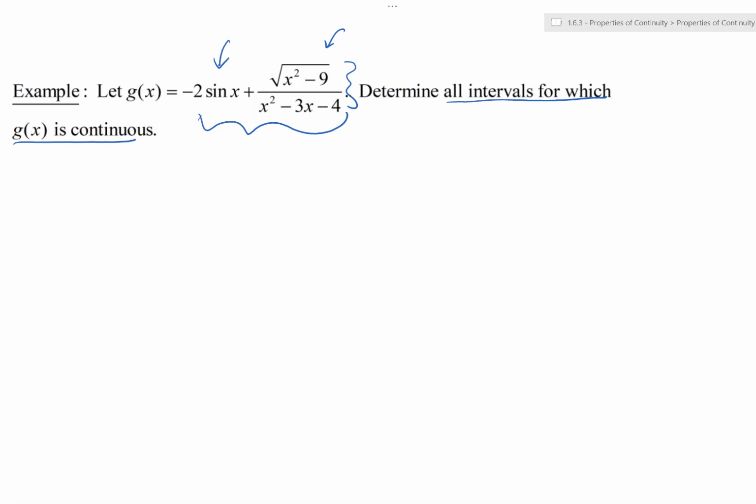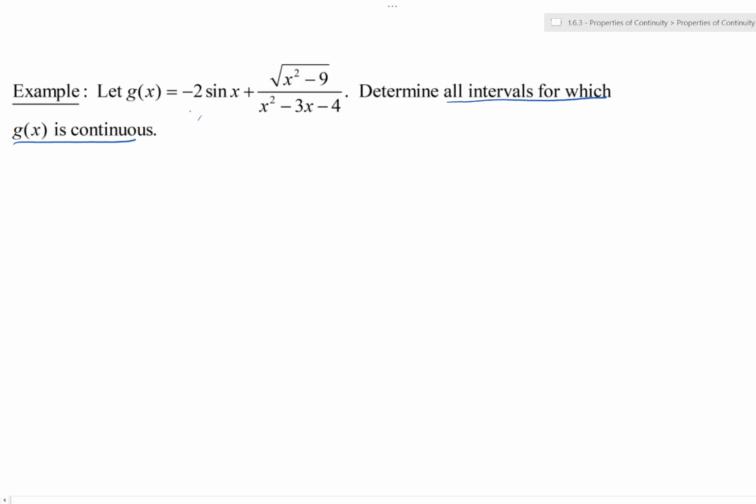So when we see a combination of elementary functions, and we're asked to figure out where it's continuous, what that's really asking us to do is figure out the domain of the function, because as long as it is defined, you're going to be continuous, guaranteed by these properties.